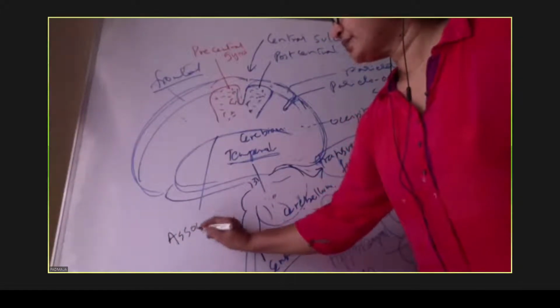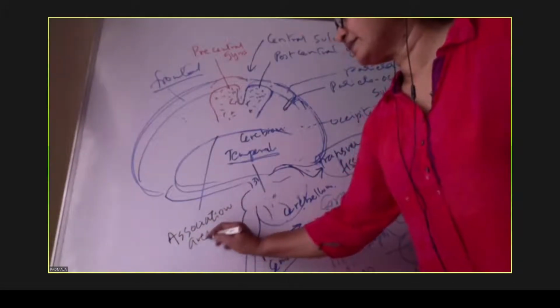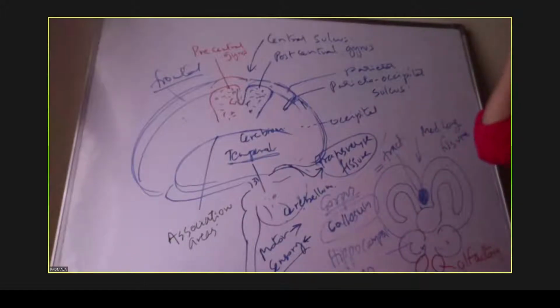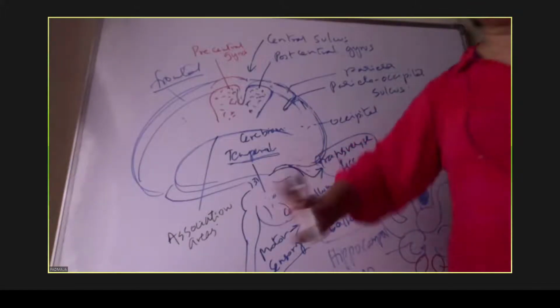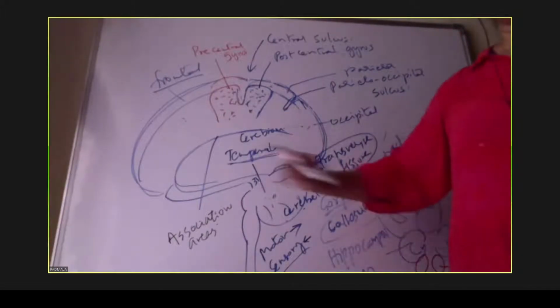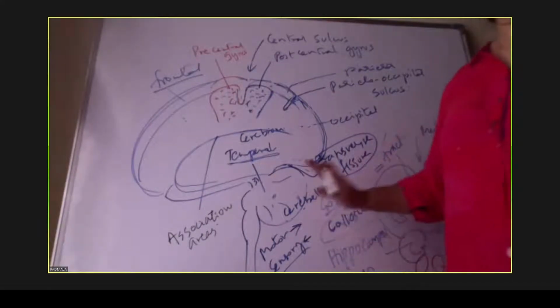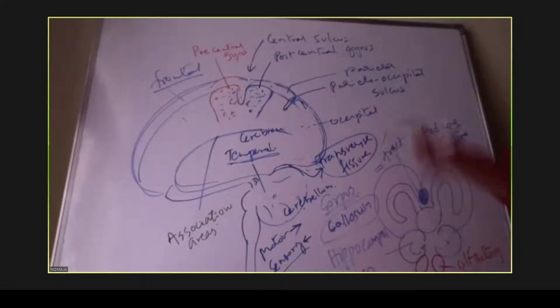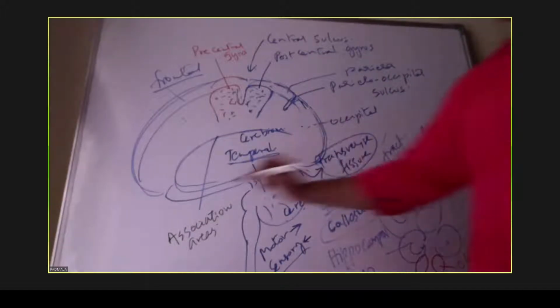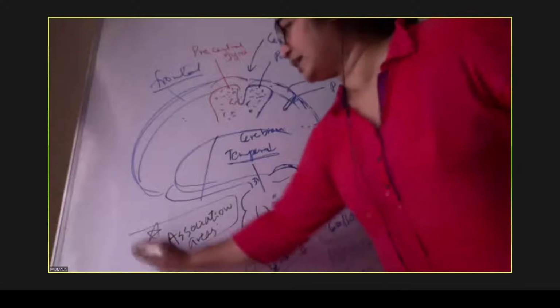Association areas. They are neither sensory nor motor. Not at all sensory, and not at all motor. Then what are they? They are neither sensory nor motor. Very important: association areas are neither sensory nor motor.